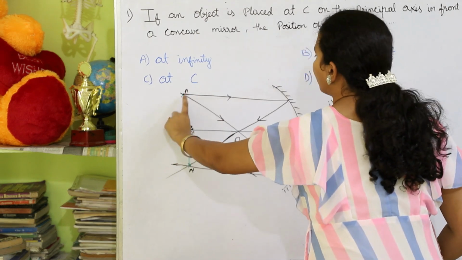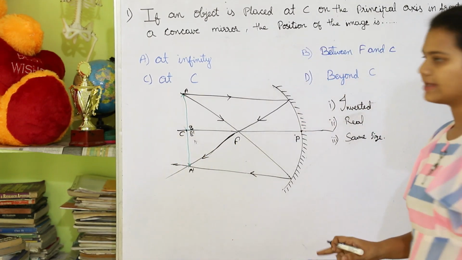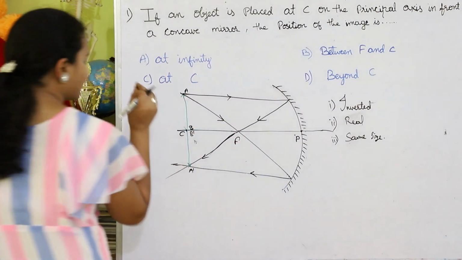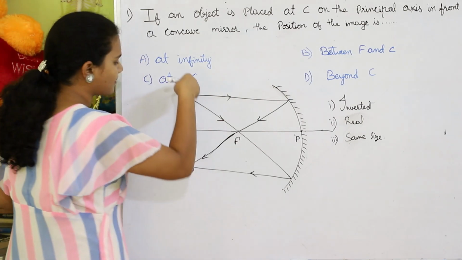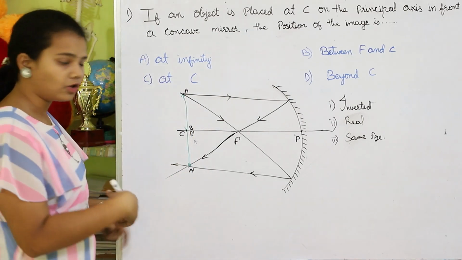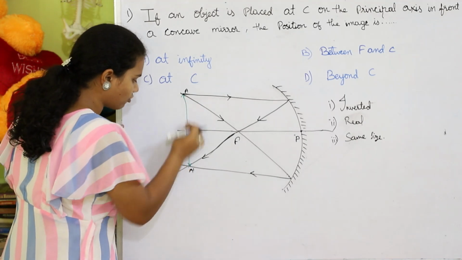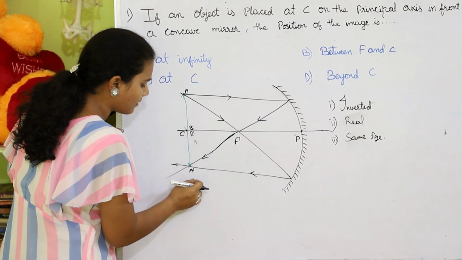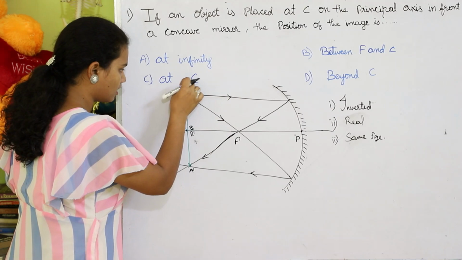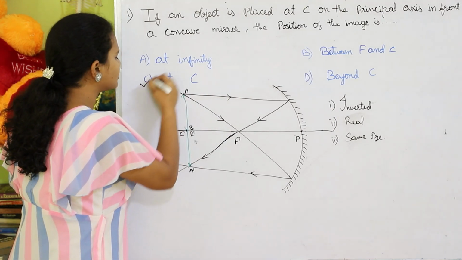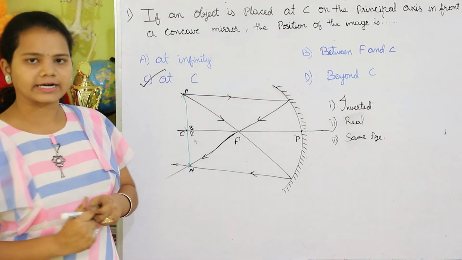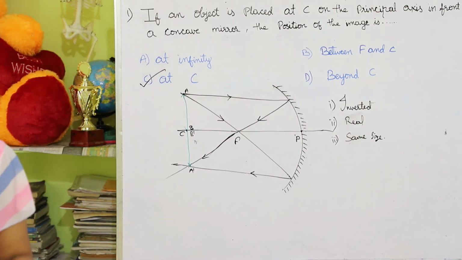So the image and object are of the same size. Therefore, I can say that the image is formed just below, just behind. This is the image, where A dash B dash will be the image and AB will be the object. So the image is formed at C, where C will be the correct option. Clear? Now let's go for the second one.